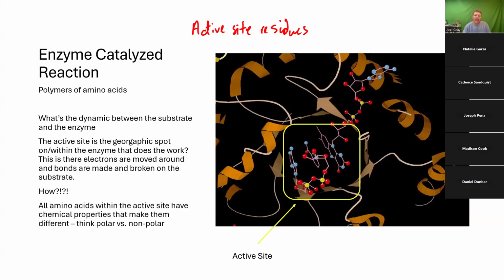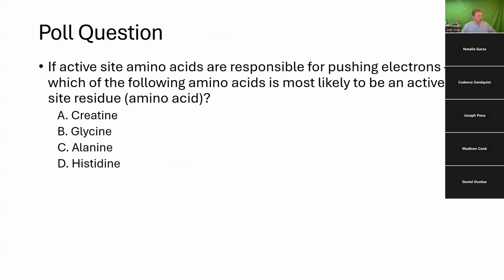Okay. So our active site residues are the ones that make changes to our substrate. Arguably, the active site residues are the kind of cool and important ones. Okay. Now, let's get another poll question. If active site amino acids are responsible, think about your classification of amino acids. If your active site residues are responsible for pushing electrons, which of the following amino acids is most likely to be an active site residue?